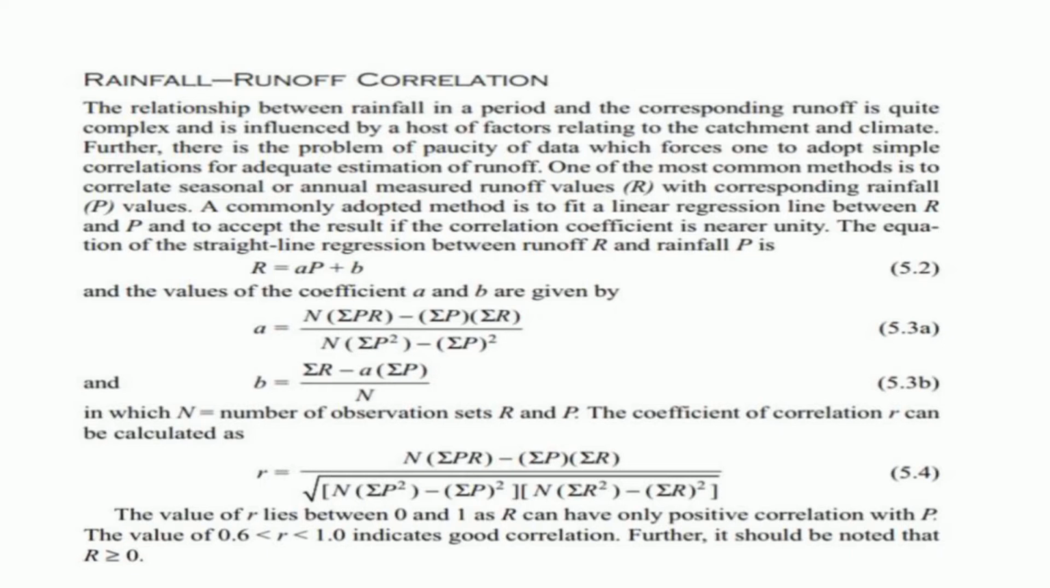The coefficient of correlation can be calculated as r equals N summation PR minus summation of P summation of R over the square root of N summation of P to the power of 2 minus summation of P to the power of 2, times N summation of R to the power of 2 minus summation of R to the power of 2. The value of r lies between 0 and 1 as R can have only positive correlation with P. A value of 0.6 indicates good correlation. Further, it should be noted.